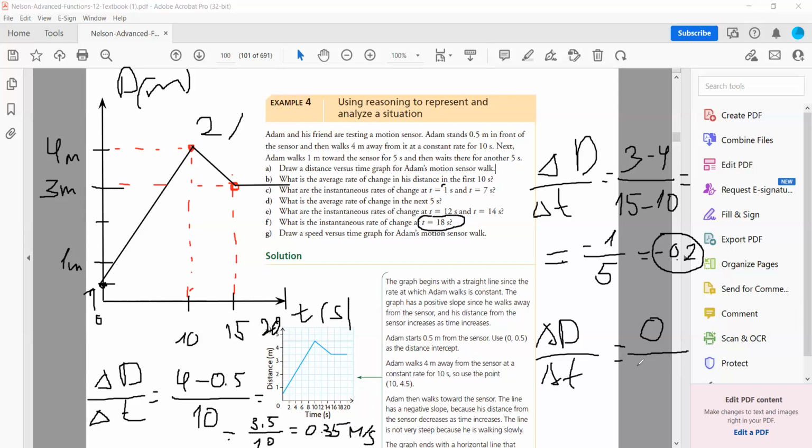And divided by 18.1 subtract 17.9 equals 0 divided by 0.2. And fun fact, the average rate of change would be 0 meters per second, as it was said in the question. For the next 5 seconds, Adam remains still. He's not moving anywhere. So that makes it reasonable to have zero rate of change.